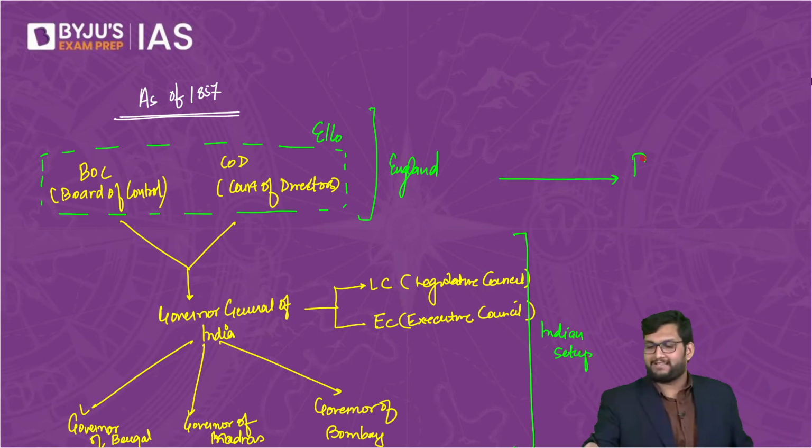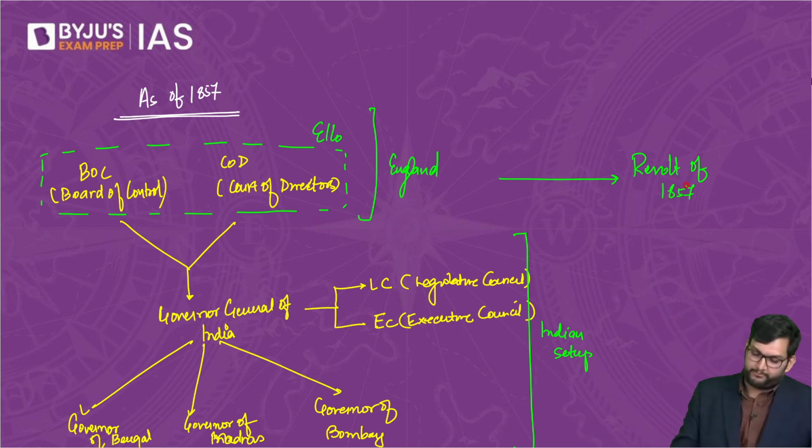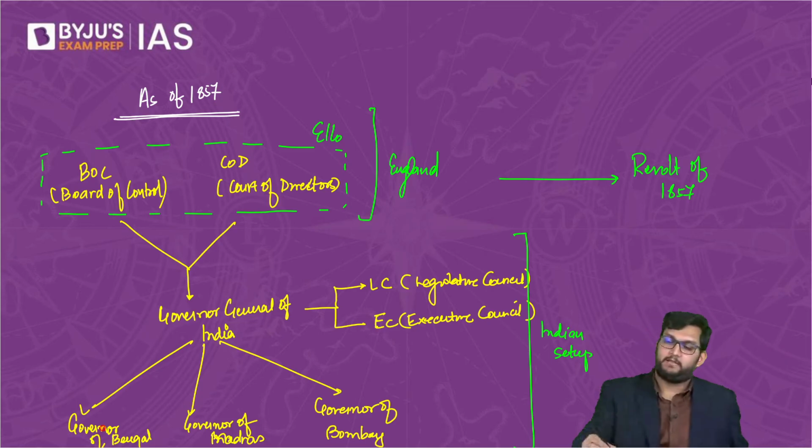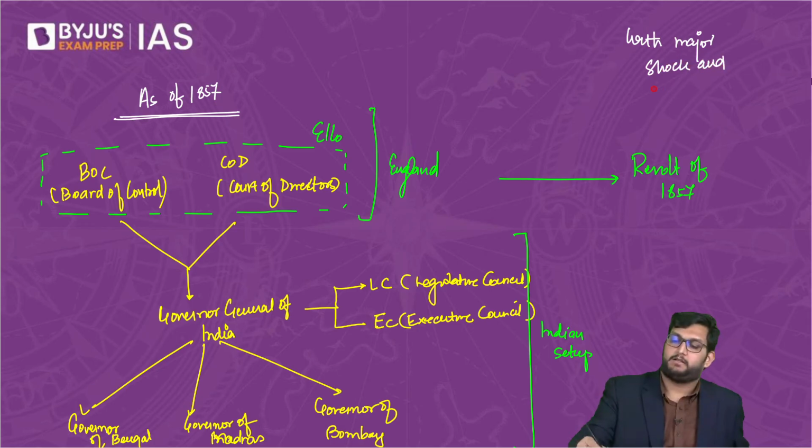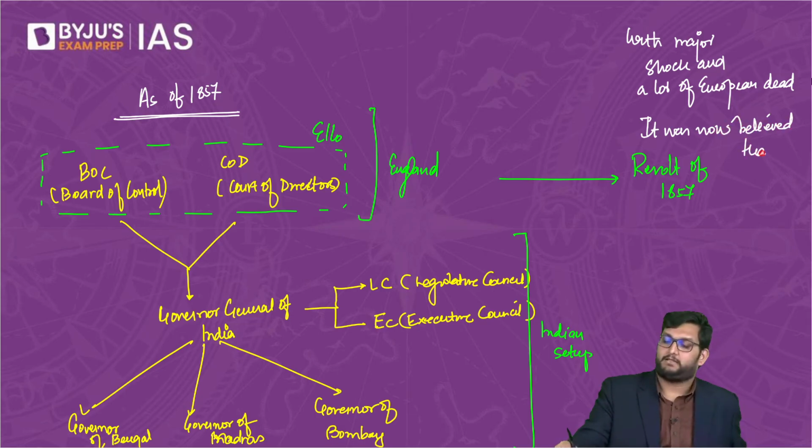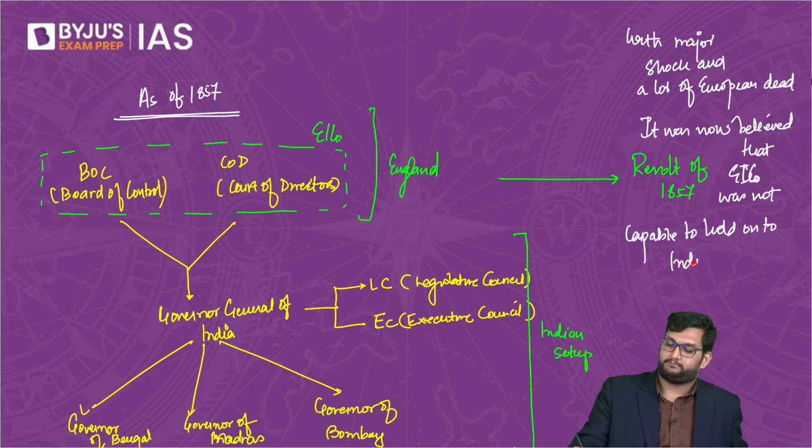Now, as soon as the revolt of 1857 happens, the Europeans being dead was a major shock, and with a lot of Europeans dead, it was now believed that the East India Company was not capable of holding on to India, and there was a need for change.